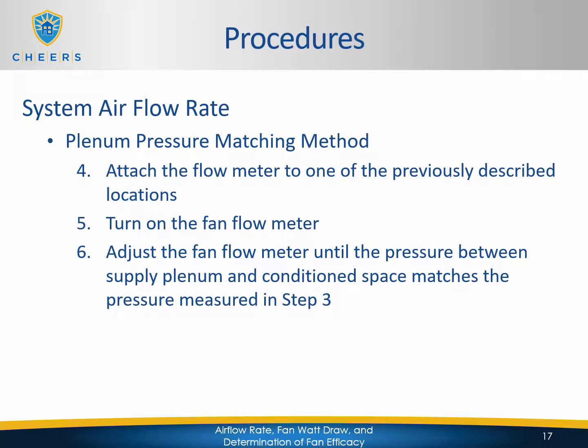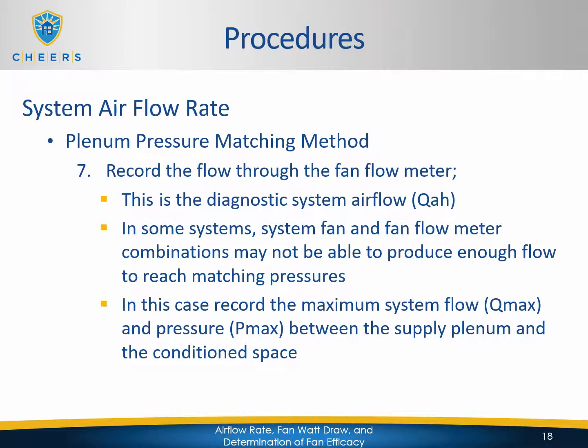Attach the flow meter to one of the previously described locations. You want to turn on the fan flow meter, and adjust it until the pressure between the supply plenum and the condition space matches the pressure measured in step 3. So you're going to be equalizing the pressure between the fan flow meter and the actual system. Then you'll record the flow through the fan flow meter. This is the diagnostic system airflow, or QAH, in the equation that you'll see in the next slide.